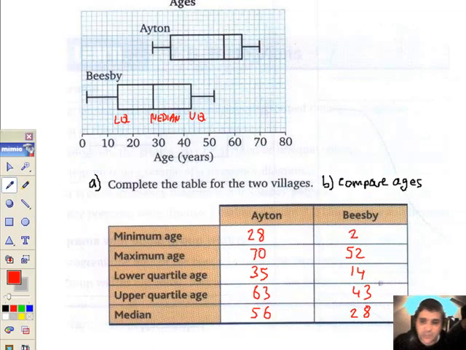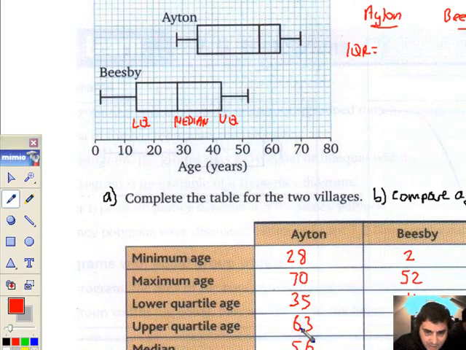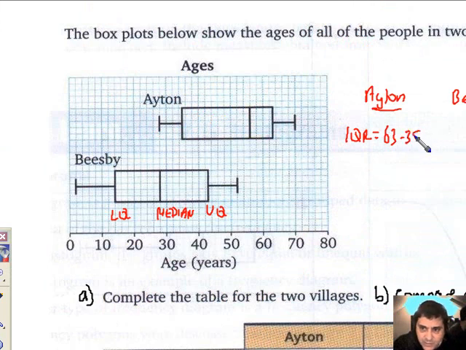Right, compare the ages. Well, let's just take a look. In fact, I will work out the interquartile range, so let's do Ayton first. This is a great way to do spread, remember. The interquartile range is upper take away lower, so it'll be 63 take away 35, and that will give us, let me get a machine quickly, I don't want to make a mistake, 63 take away 35, an age range of 28 years.